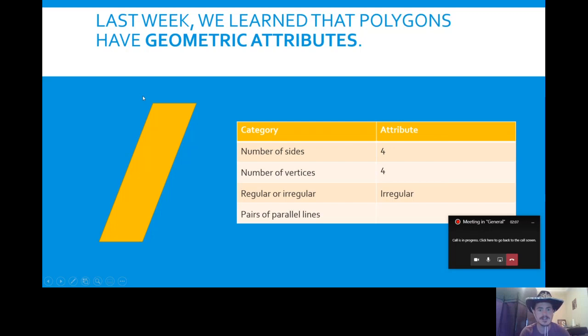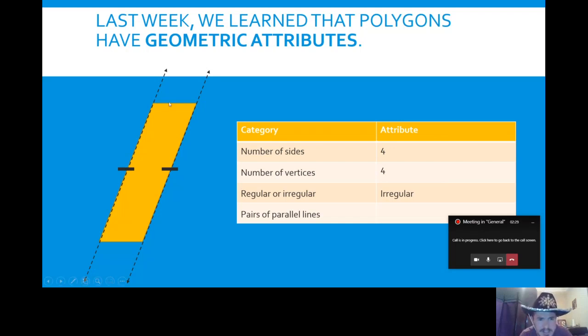Now, if we're talking about the pairs of parallel lines, how many pairs of parallel lines does this shape have? Let's look. These 2 lines are parallel. I know this because if they went on, they would always stay the same distance apart. They would never cross. So that's 1 pair of parallel lines.